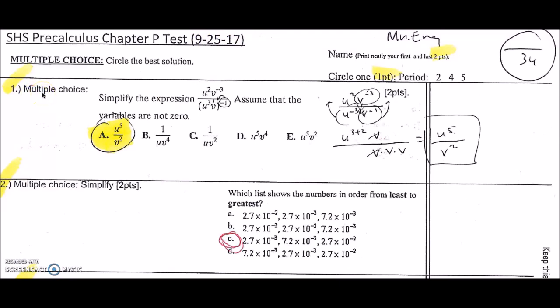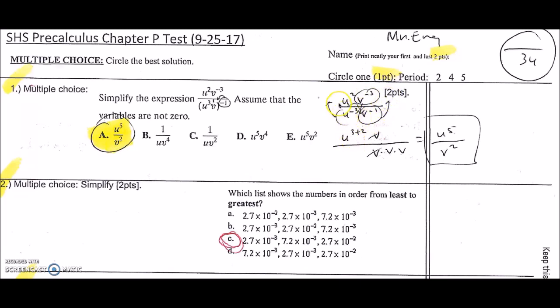Question number 1. Simplify the expression u squared v to the negative 3 all over u to the third v, parentheses to the negative 1. So you'll see that I am distributing this negative sign. This is the power rule of exponents. So v here doesn't have an exponent, so 1 times negative 1 is negative 1, and then that also becomes a negative 3. So anytime it has a negative exponent, you're going to move that one up. This one's going to go up. This one's going to go down.